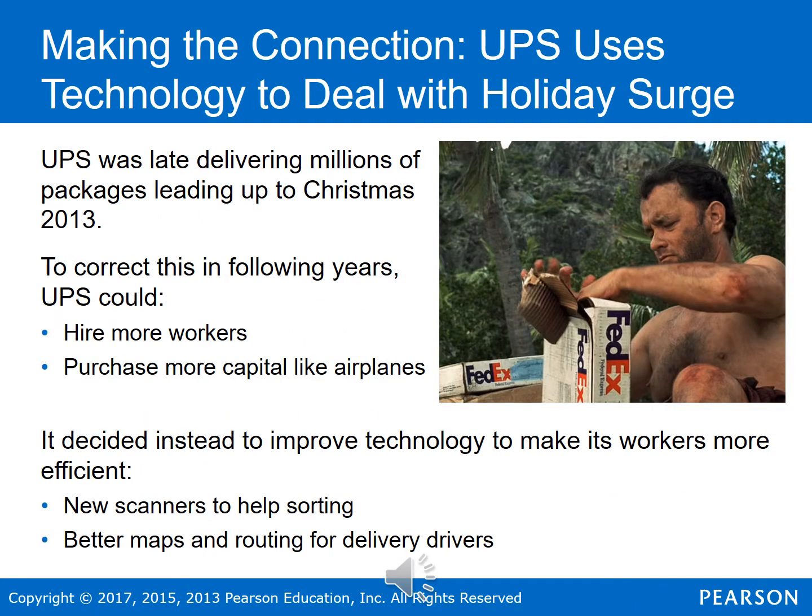So let's look at an example of technological change. An example from the textbook is UPS delivering packages. In 2013, UPS was late delivering millions of Christmas packages. As Tom Hanks in Castaway would say, you might as well have been the post office. So to correct this in the following years, UPS could have hired more workers, or they could have purchased more capital like airplanes. Instead of doing either that, increasing those types of inputs, they decided to improve technology to make their workers more efficient. So they bought new scanners to help sorting to make it easier, more efficient. Better maps and routing for delivery drivers, so it took them less time to be out delivering packages. So they ended up trying to improve their technology by making the firm more productive.